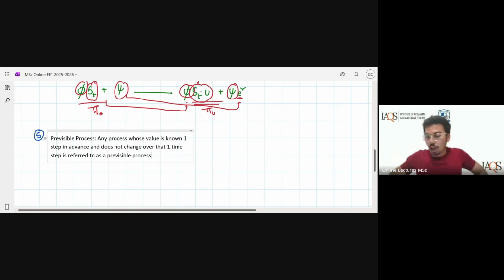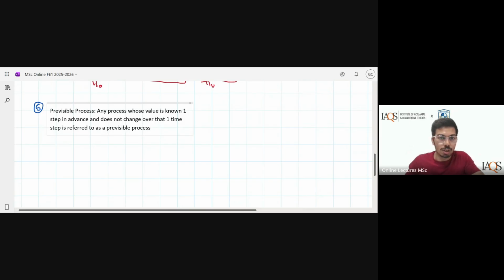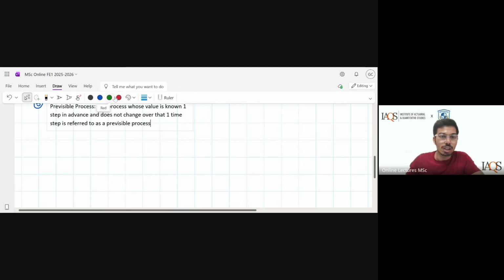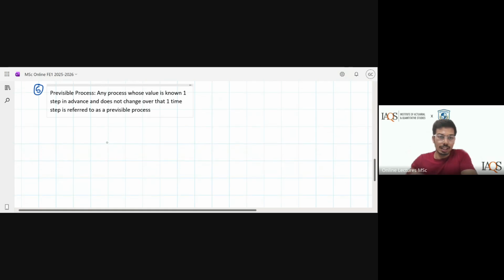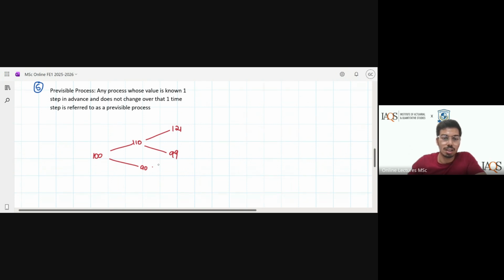All right, I'll just explain. Now, previsible process. This is a new jargon or a new concept. Let's take the example of our binomial model. 100 goes up to 110, comes down to, let's say, 90. 110 goes up to, let's say, 121, comes down to, let's say, 99. And from 99, this goes over here and this stays at 81.